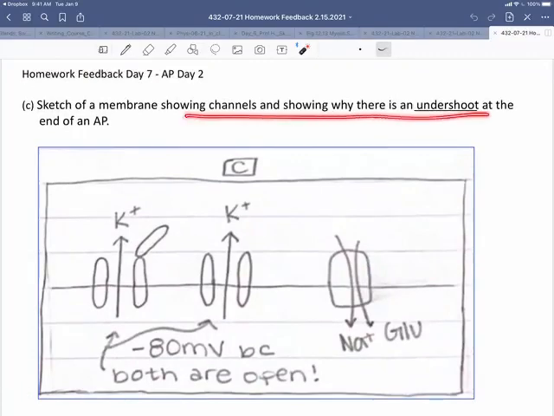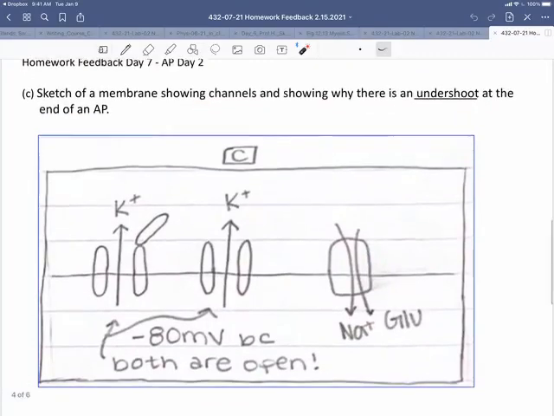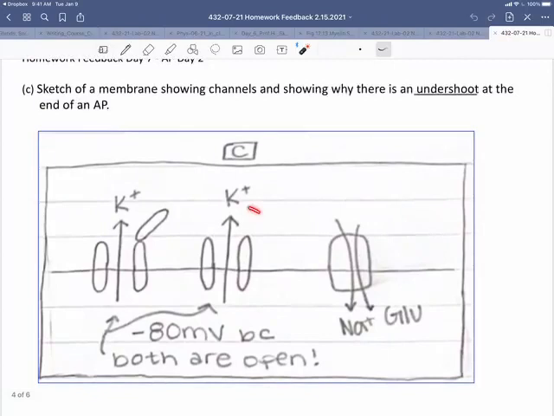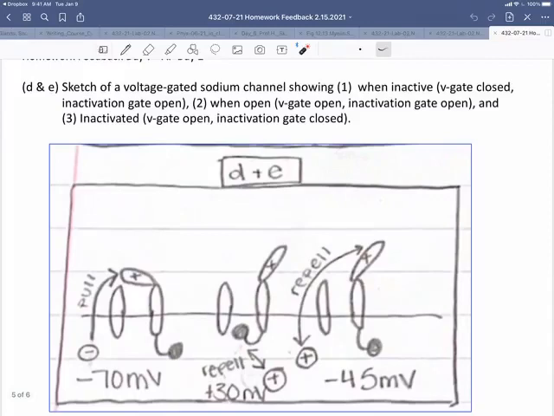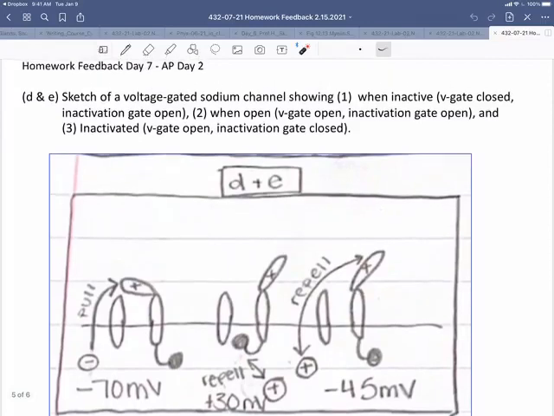A membrane showing channels and showing why there's an undershoot at the end of an action potential. And of course it's because you have leak channels allowing potassium out, but you have a second way, actually many more channels, voltage-gated channels that allow potassium out, and so you get more negative. You're allowing more positive charge out. This one is a little tougher. It's a voltage-gated sodium channel showing when it's inactive, the voltage gate closed, inactivation gate open, when open, and D and E. And then E asked, show in the sketch what might be causing it.